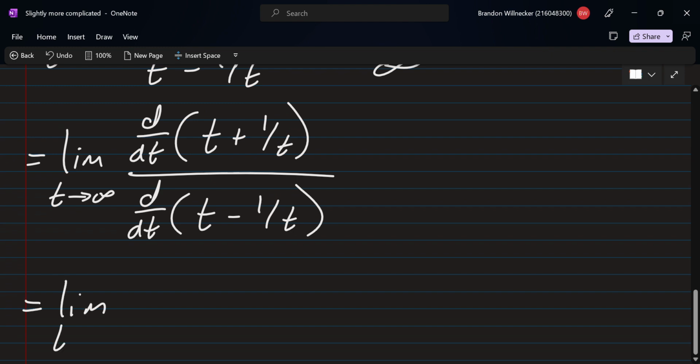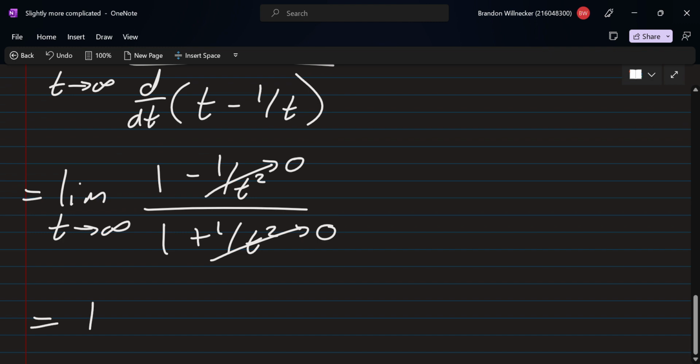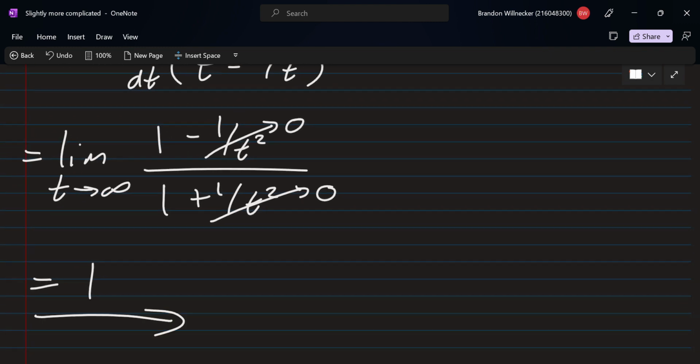So this will be the limit as t goes to infinity. The derivative of t is just 1. The derivative of 1 over t is minus 1 over t squared. And similarly for the bottom, we have 1 plus 1 over t squared. Now, if we take the limit, the 1 is unaffected, but the minus 1 over t squared and the 1 over t squared both go to 0. So this goes to 0, and this goes to 0. And we're left with 1 over 1, which is just 1. Okay, and that is our answer for that.